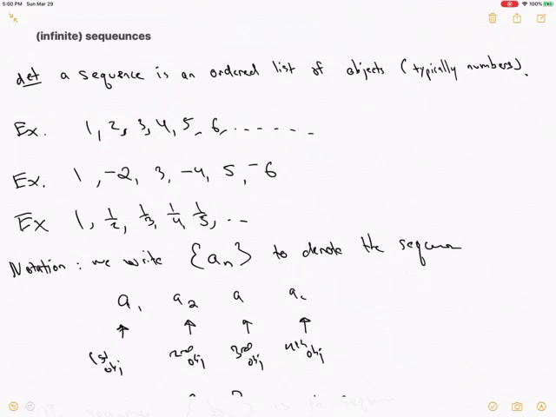So a sequence is an ordered list of objects. You could have a sequence of people, a sequence of food, a sequence of pages in a book, things like that. But typically, for our purposes, sequences will always be of numbers. So we're talking about sequences of numbers now.